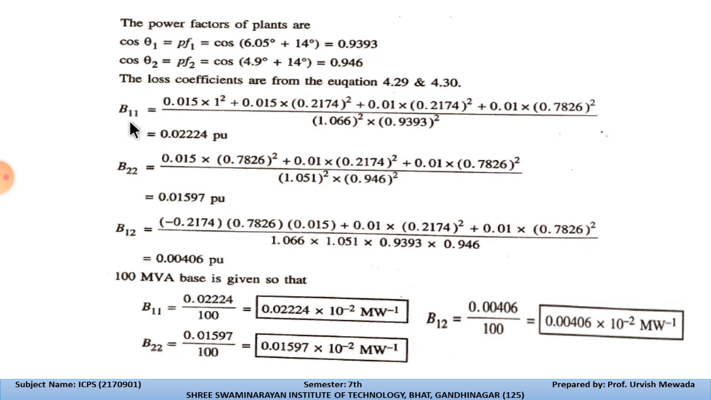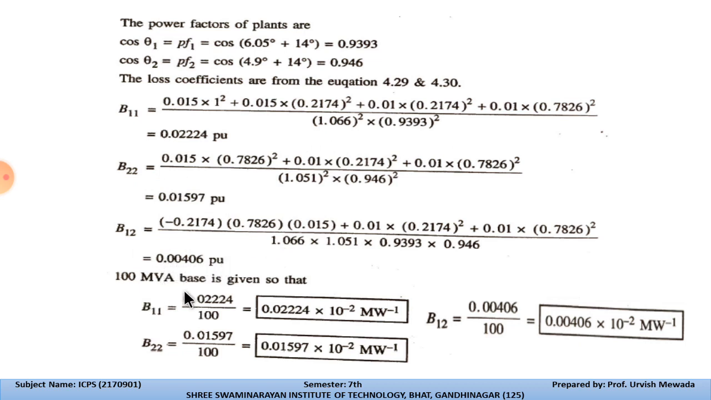So that is B11. This is the equation for B11, and after putting all the values in B11, that is 0.02224 pu, and B22, that is 0.01597 after putting all the values in B22, and B12 is, this is the equation that we have already derived in the theory section. So this is 0.0406 pu.